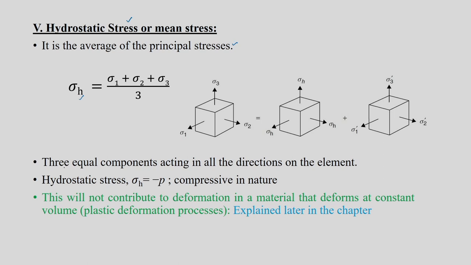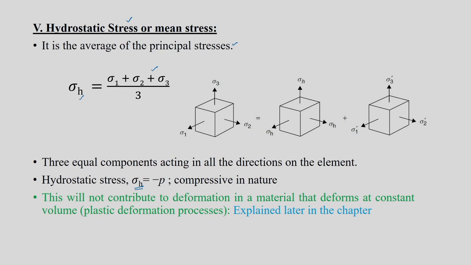What does that mean? It means three equal components acting in all the directions on the element. Okay, three equal components, that is sigma H, acting in all the directions on the element. And sigma H is generally represented as minus P, which is compressive in nature in general. Now the point is, this is like an average quantity of sigma 1, sigma 2, sigma 3.